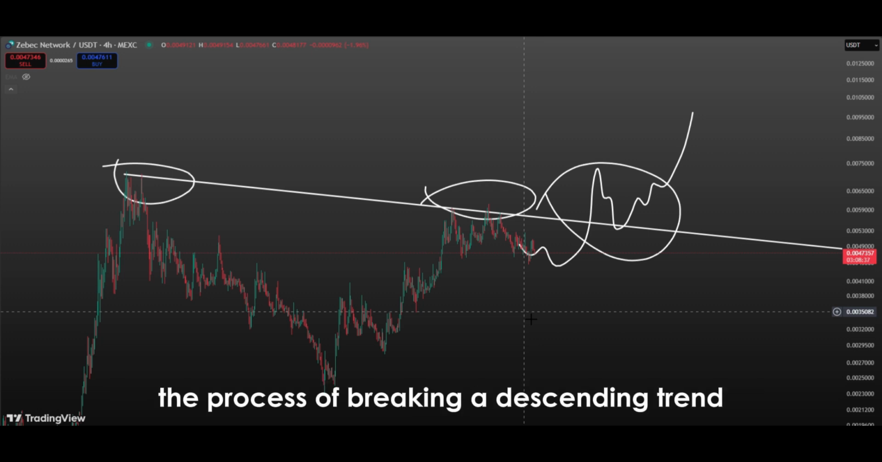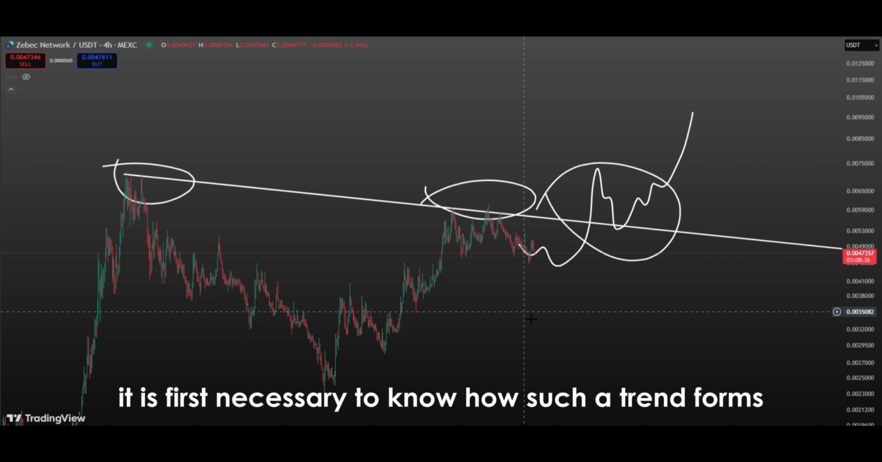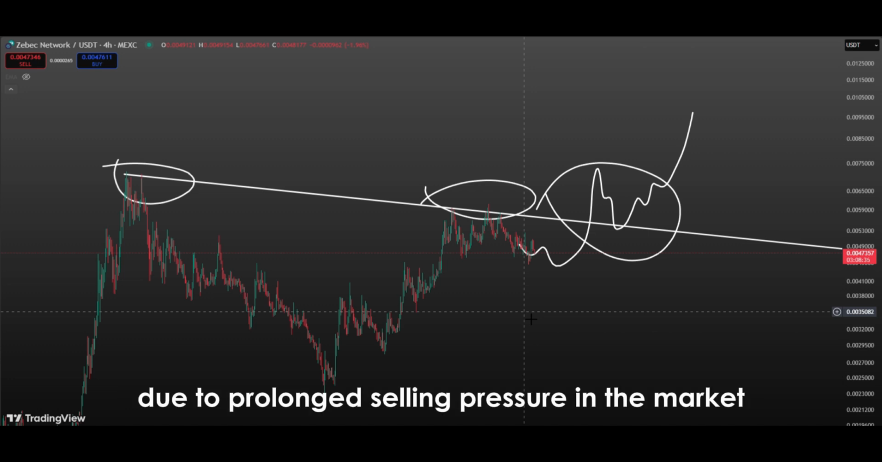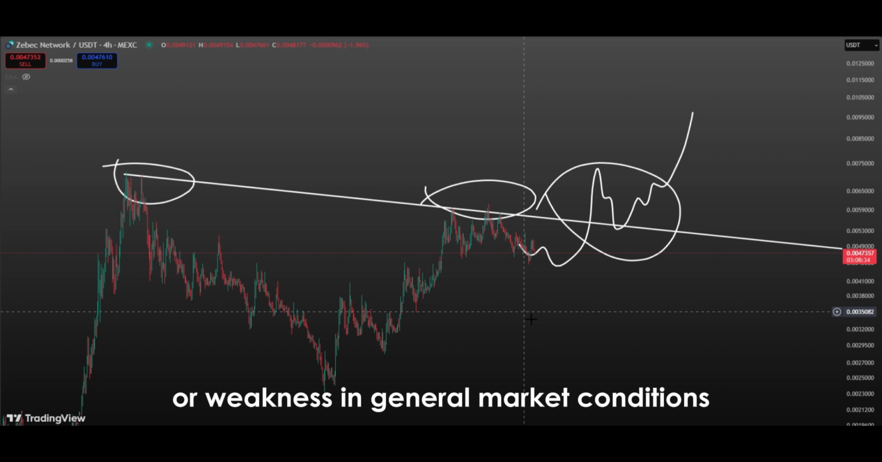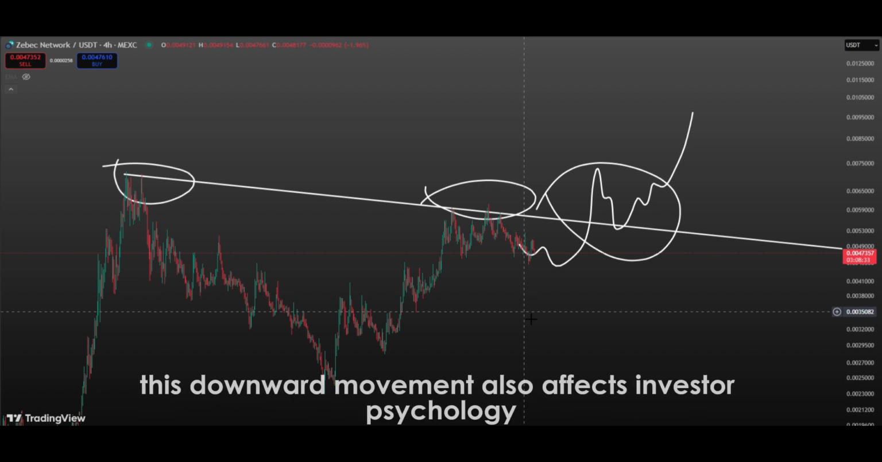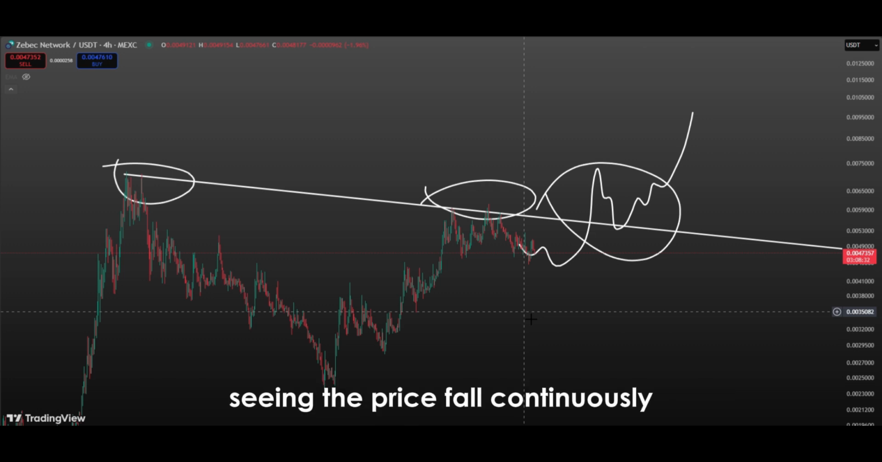To understand the process of breaking a descending trend, it is first necessary to know how such a trend forms. Due to prolonged selling pressure in the market, negative news, a decline in investor confidence, or weakness in general market conditions, the price starts making lower highs with each upwards attempt. This downward movement also affects investor psychology. Seeing the price fall continuously makes investors hesitant to buy early, which makes the seller's job easier.